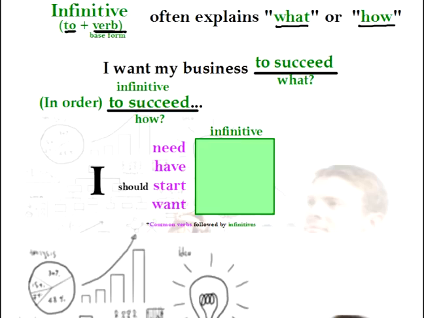And if we remember, an important part of a business is advertising. So in order to succeed, I need to advertise creatively. Or to succeed, I have to advertise creatively. Or in order to succeed, I should start to advertise creatively. Or to succeed, I want to advertise creatively. So these verbs are almost always followed by the infinitive because we need to describe what. What do I want? What do I start? What do I have? Or what do I need? So the infinitive describes what.